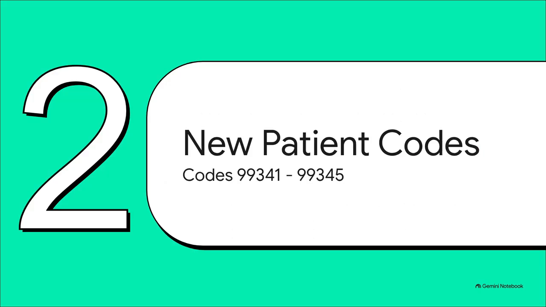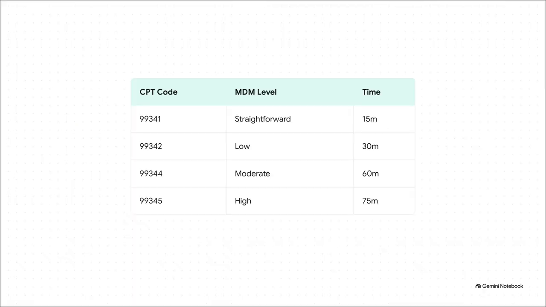Moving right along to Section 2, new patient codes, covering 99341 through 99345. Just as a quick refresher, a new patient is someone who hasn't received any professional services from the physician or another physician of the exact same specialty and subspecialty within the same group practice within the past 3 years. When you're selecting a code for them, you have to map the encounter to either the medical decision-making level or the total time threshold, which starts at 15 minutes.